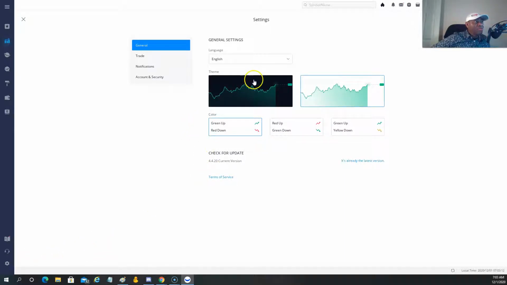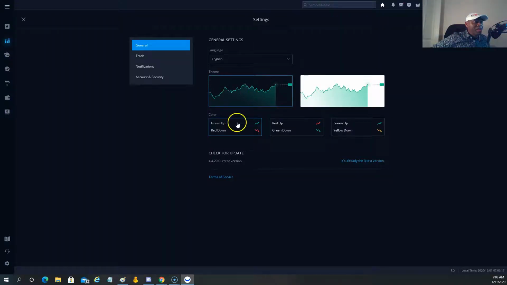Okay, so the first thing that I'm going to do here is the settings. I'm going to choose the theme. Yes, I prefer it, better for my eyes. Okay, so 4.4 is your current version. Fantastic, so it's already the latest version. Here I can decide whether I want red up or green down, or red, green, orange and yellow down. Okay, so these are my settings. My theme is going to look like this. My language is English.